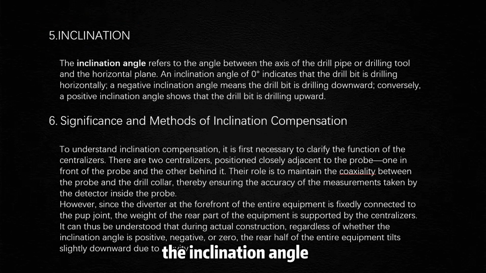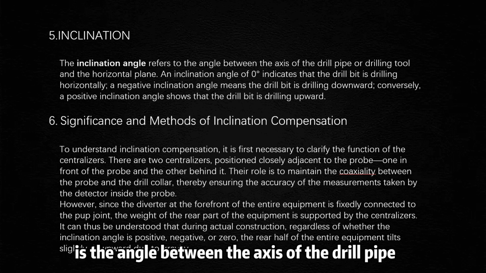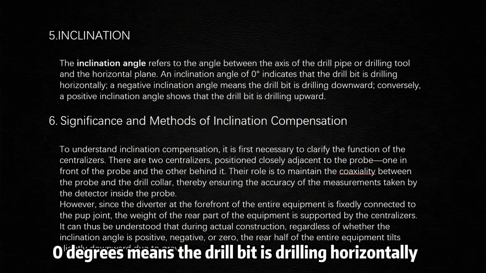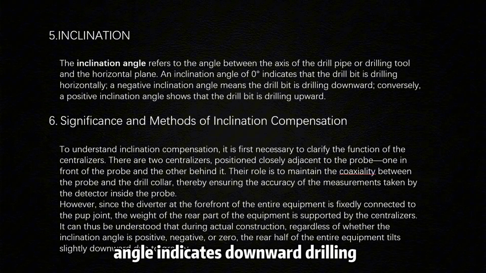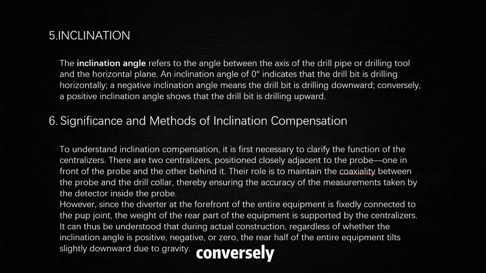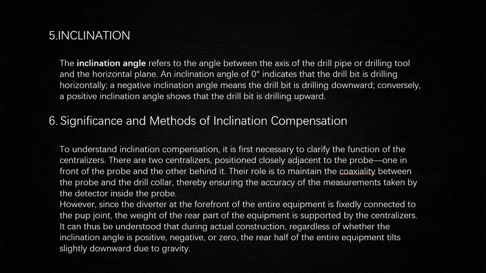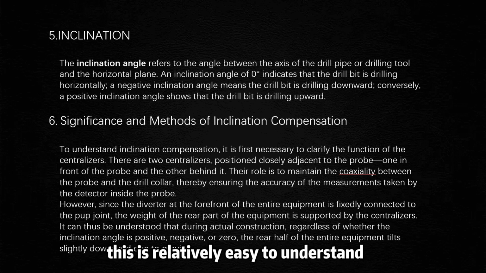The inclination angle is the angle between the axis of the drill pipe or drilling tool and the horizontal plane. An inclination angle of 0 degrees means the drill bit is drilling horizontally. A negative inclination angle indicates downward drilling. Conversely, a positive inclination angle shows upward drilling. This is relatively easy to understand.